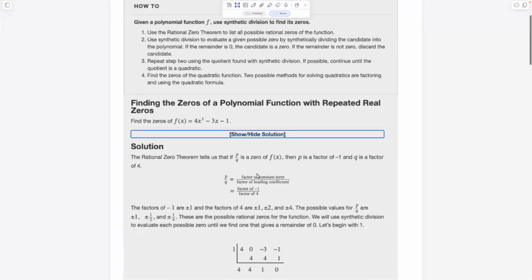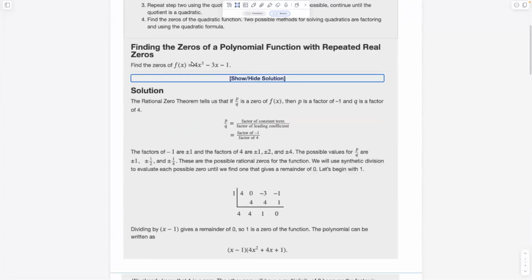So, here's a quick example. We've got this third degree polynomial. It's going to have three roots, not necessarily distinct. We might have repeats. We're guaranteed of that. So we use the rational root theorem. We want factors of -1 over all the possible factors of 4.